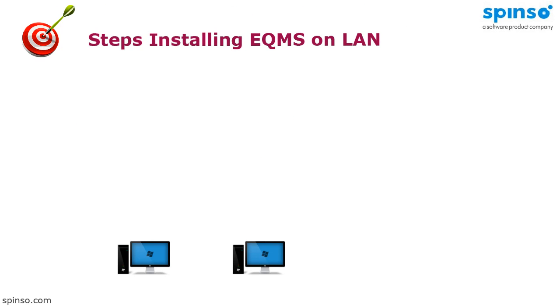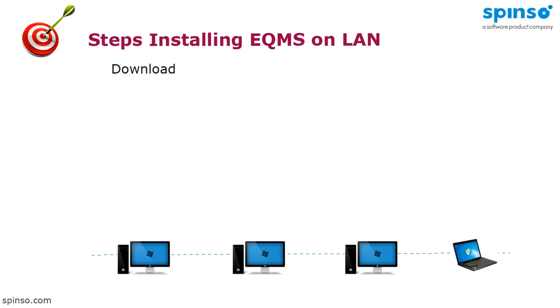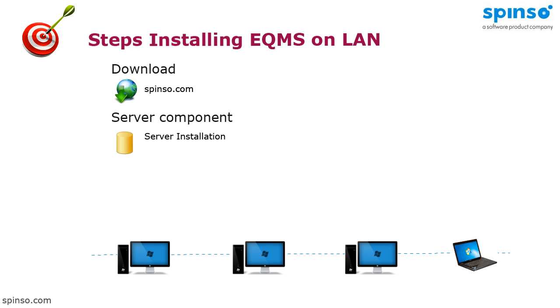Let's understand the steps involved. You can download the EQMS setup file from spinso.com. This setup file has two components, server and client. The server component can be installed on any PC or server where you wish to store the data. This computer should be always on when you access EQMS, as the data is stored here. Server installation is done only once.